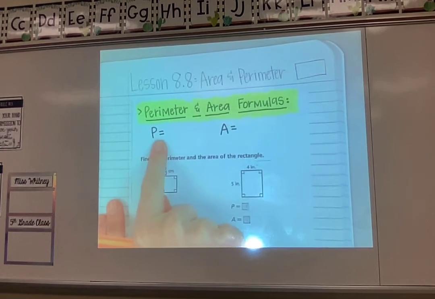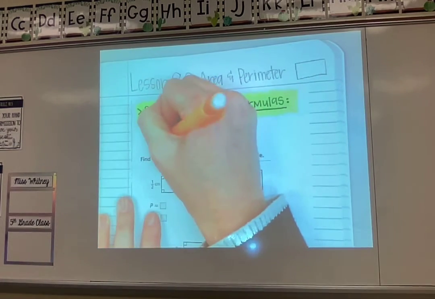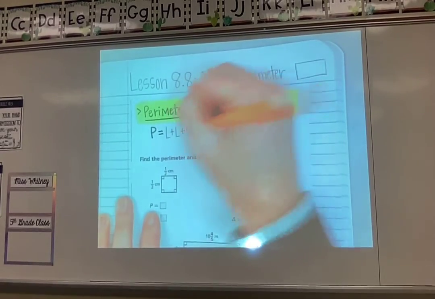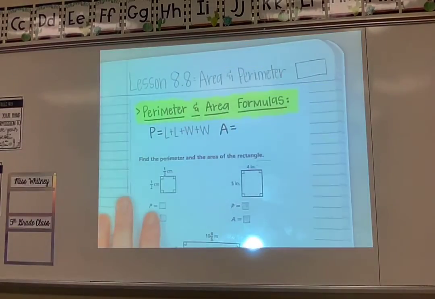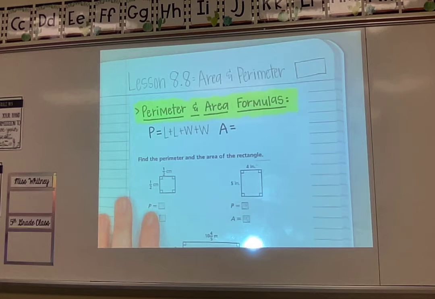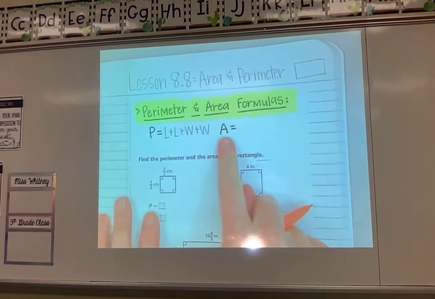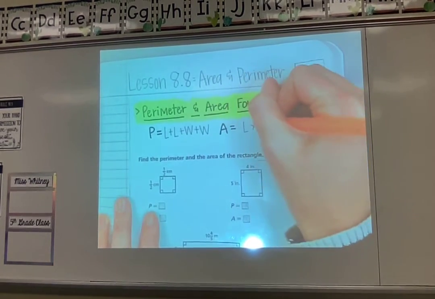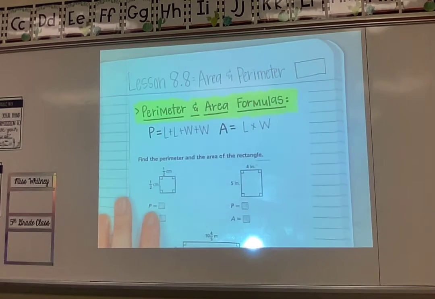Perimeter means to add up all the sides of the rectangle. So we would do the length plus the width plus the length plus the width. It just means add up all four sides to see how long it is all the way around the rectangle. Area means to multiply the length times the width, and that tells us how much is inside of the rectangle.